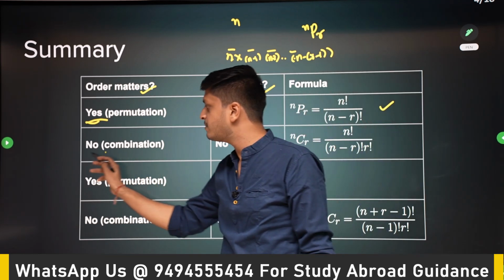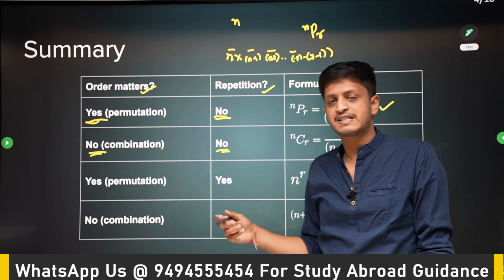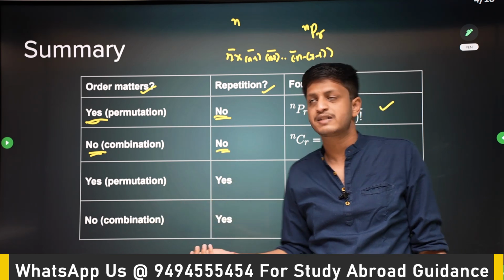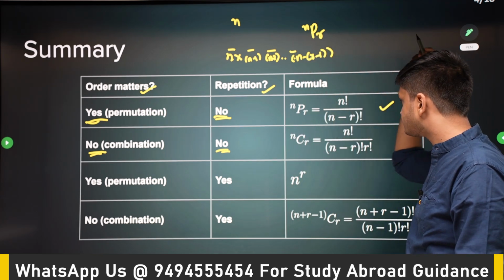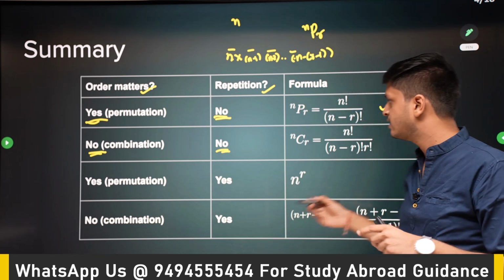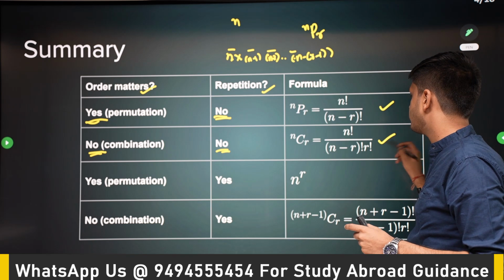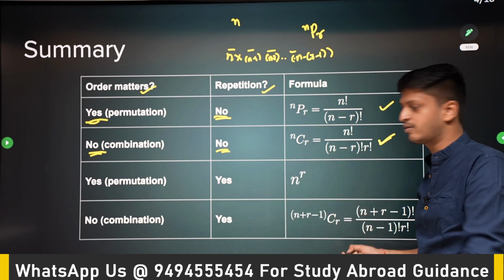Now, if the order doesn't matter and you cannot repeat objects, it is just like selecting r objects out of n objects. Here we were overcounting every combination r factorial times, so we divided by r factorial. So it became nCr, the number of ways in which we can choose r objects out of n objects with no repetition allowed.